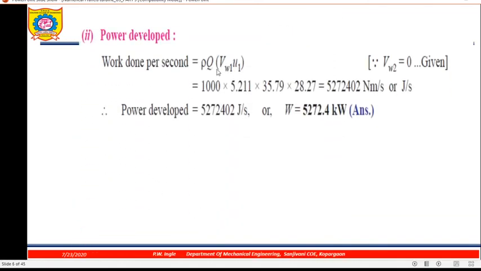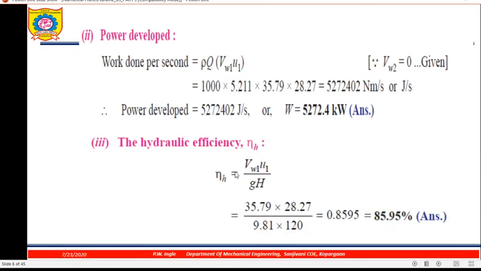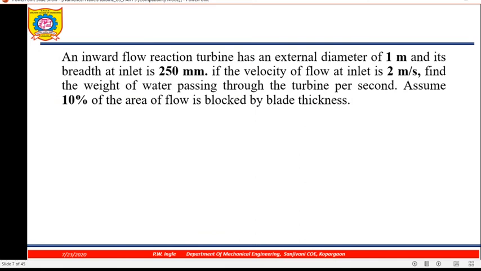Now next, power developed. Vw2 is 0, therefore it is rho A V Vw1 U1. Otherwise it is rho Q in bracket Vw1 U1 plus minus Vw2 U2. So just put the values, you will get the answer for power developed. Then hydraulic efficiency, again Vw2 is 0, so Vw1 U1 upon gH. So we'll get 85.95. Now next.